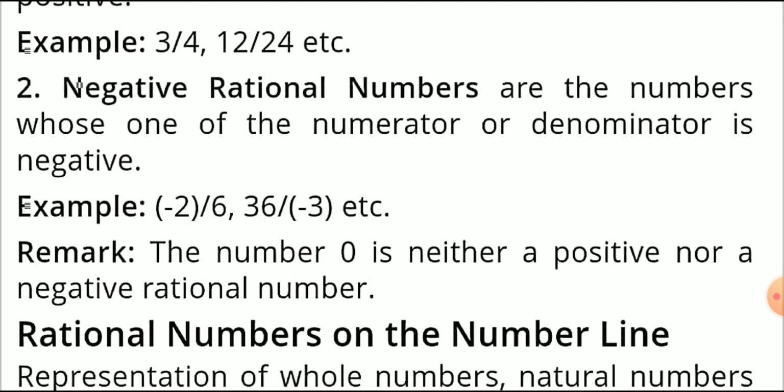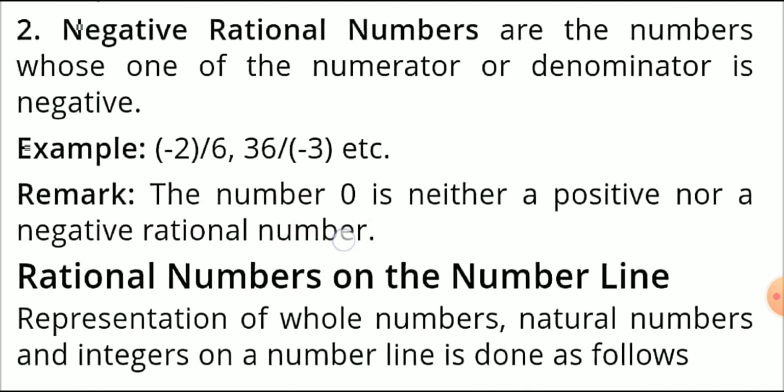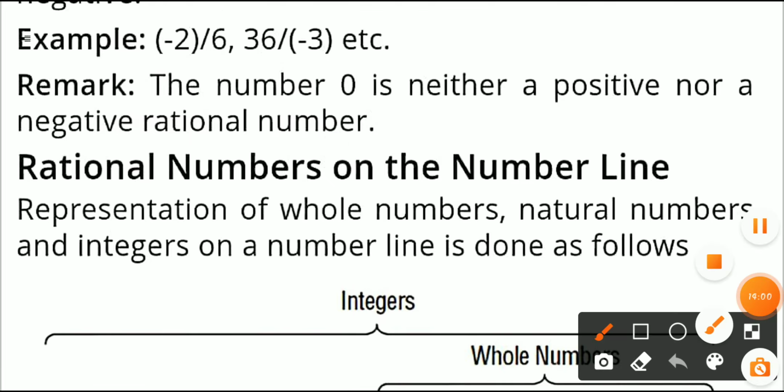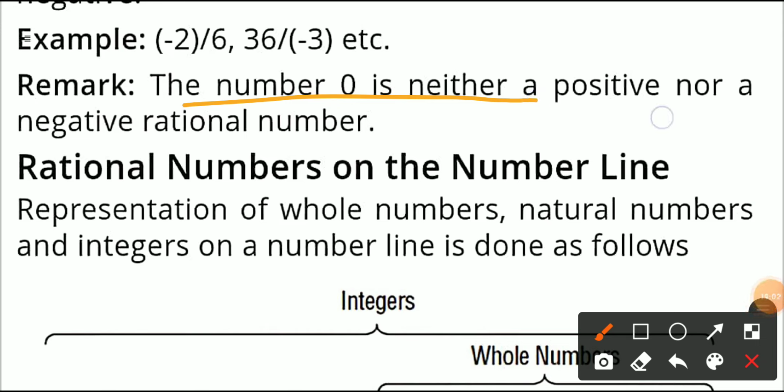The number 0 is neither a positive nor a negative rational number. So if we talk about the 0, this is the important point beta you have to notice. 0 is neither positive nor a negative rational number. This can come in a 1 mark question. So what is 0? 0 is neither positive nor negative. That is neutral.